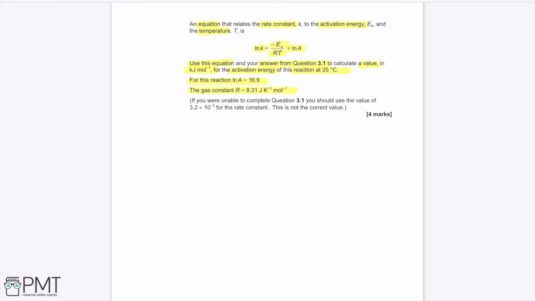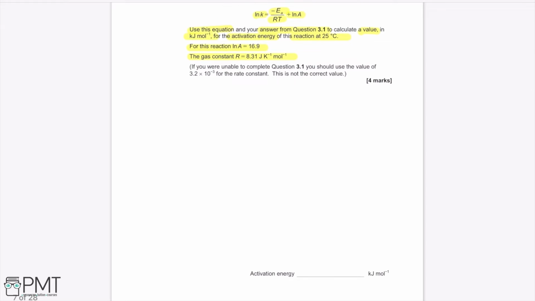And we are then told that if we were unable to complete part 1, we should use a value of 3.2 times 10 to the minus 3. But, as we were able to work out our value in part 1, we will be using 2.8 times 10 to the minus 2. So, straight away, what we should do is write out the equation. And this is the natural log of K equals minus EA divided by RT plus natural log of A.